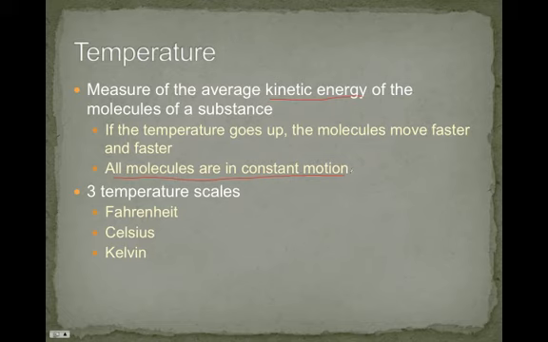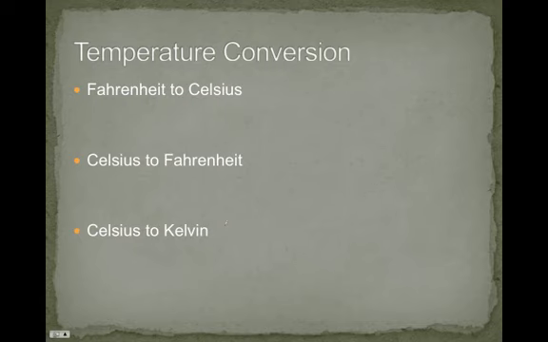Now we do have our three temperature scales: Fahrenheit, Celsius, and Kelvin. Remember that Celsius is based off of water, its boiling point and melting point. Kelvin is the absolute scale, where 0 degrees Kelvin is the absolute bottom that we can go. And then, of course, Fahrenheit is the English system that we're so used to seeing.